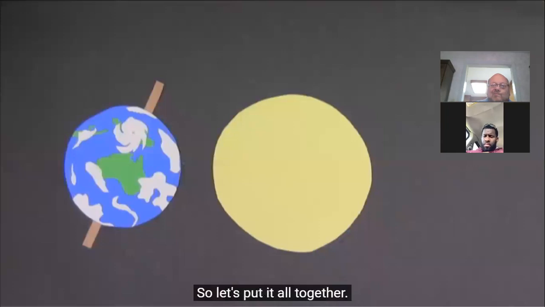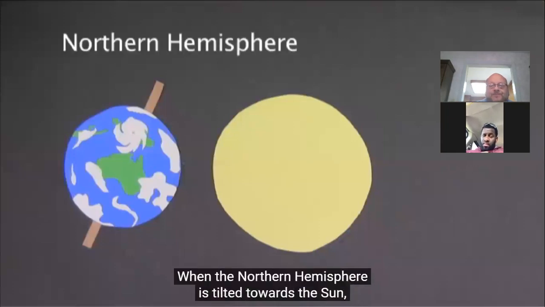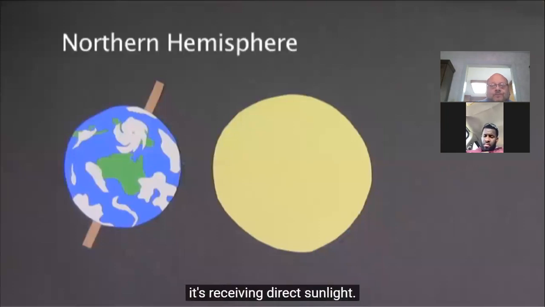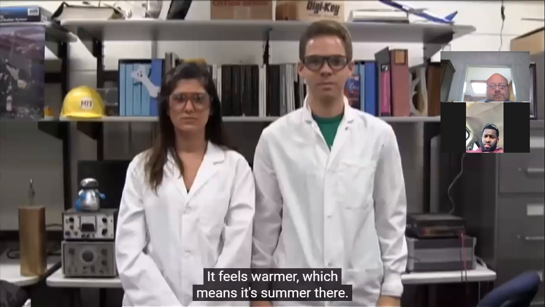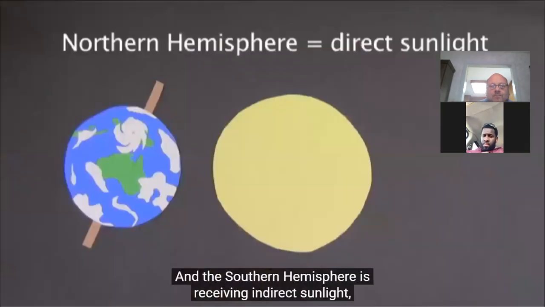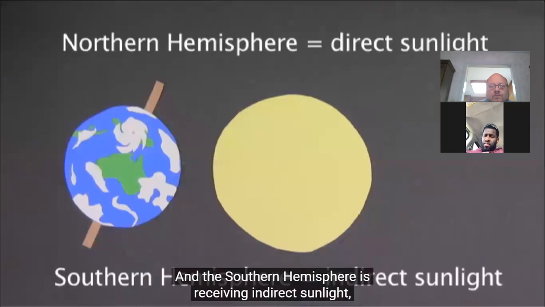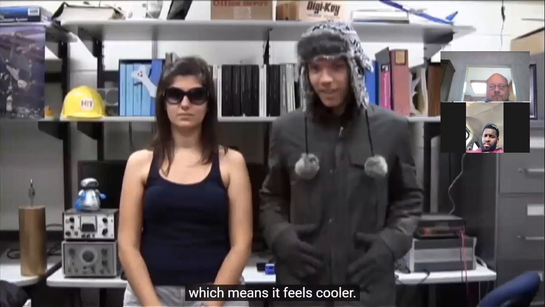So let's put it all together. When the northern hemisphere is tilted towards the sun, it's receiving direct sunlight. It feels warmer, which means it's summer there. And the southern hemisphere is receiving indirect sunlight, which means it feels cooler. That's winter.